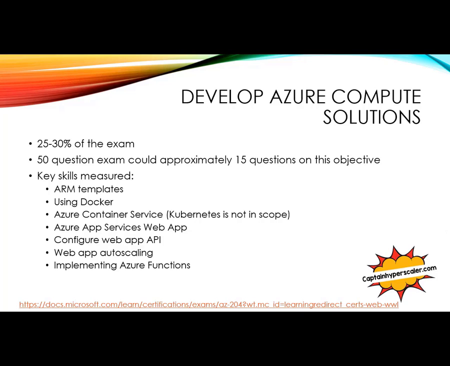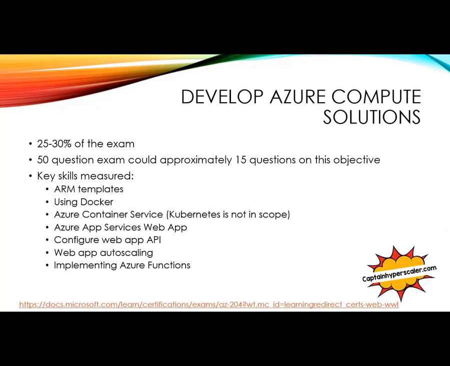The key to this objective is to understand that ARM templates and Docker services are key to the compute services. And then you have container services, which for this exam, Kubernetes is not in the scope. We have app services, which are key in here. So a lot of the compute resources within here: web apps, auto-scaling your web apps, understanding how the subscriptions work for web apps. And the web app APIs and configuring those are a big part of this.